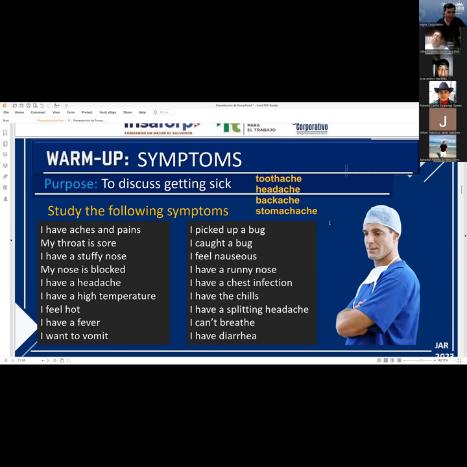Hopefully. Okay, so a high temperature. A high temperature is when you have a fever. You are hot, you have a fever. You have a high temperature. 40 degrees, 42 degrees. Wow, you're burning. So when you have 42, you're burning, right? You have the fever, okay?